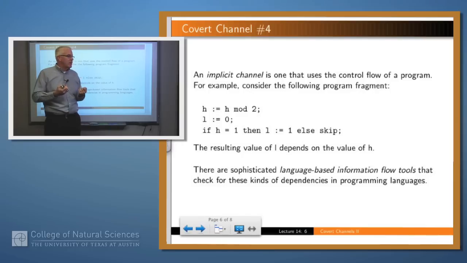Now, people have worked a lot on these kind of problems and built what are called language-based information flow tools, which analyze a program and can find the sort of information flow from one set of variables to another. And if so, you can rewrite your program.